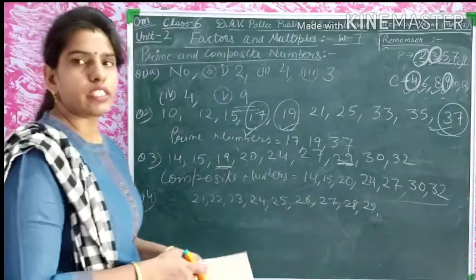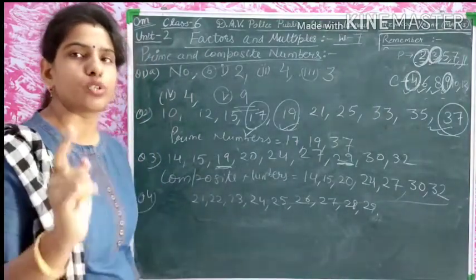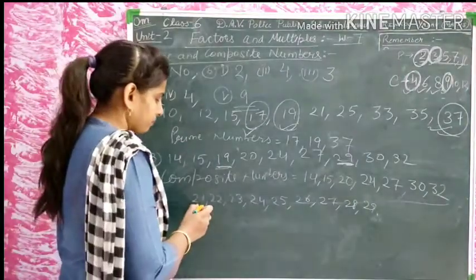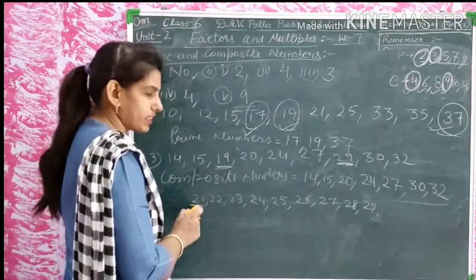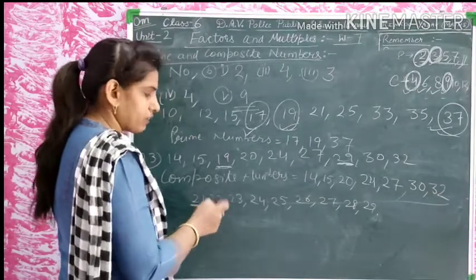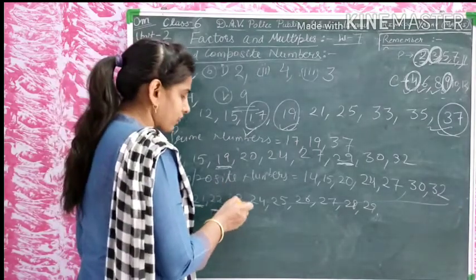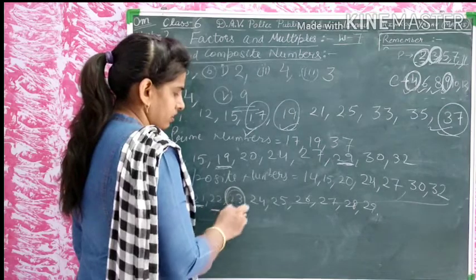Between 20 and 30, it means we have to count here 21 to 29. Which are the prime numbers? No, it is divisible by 3 and 7. It is divisible by 2 and 11. It is not divisible by any number. This is the prime number.